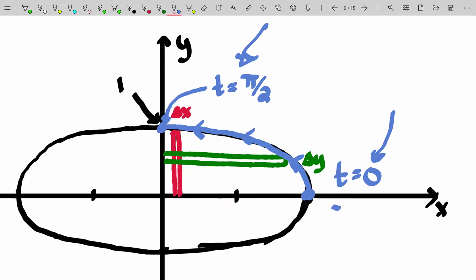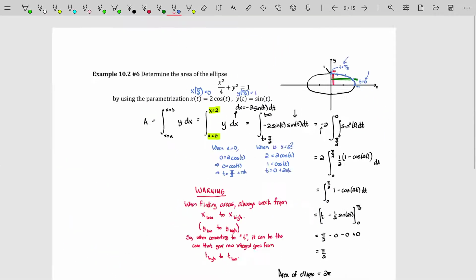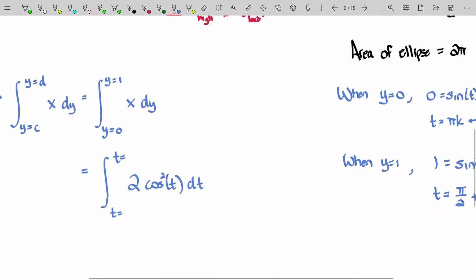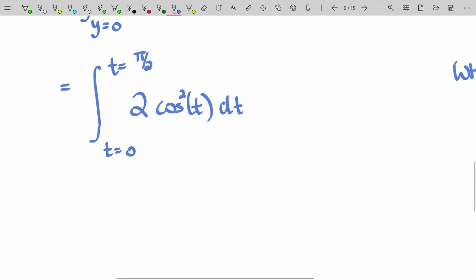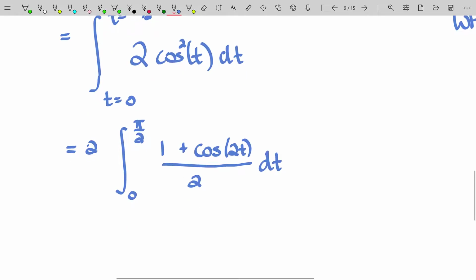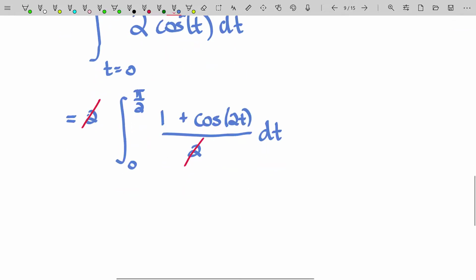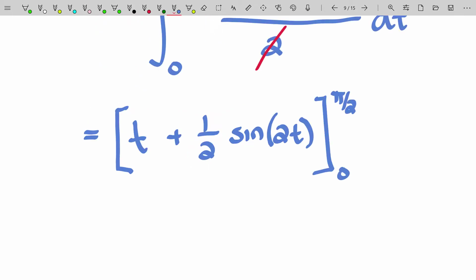You know that when the y value is 0, time is 0. When the y value is 1, the time value is pi over 2. So I'm going to go ahead and integrate from time 0 to time pi over 2. And we can factor the 2 out and also exchange the cosine squared for the half angle identity. The 2 out and the 1/2 will cancel. And now we can integrate. And we get to this guy right here.